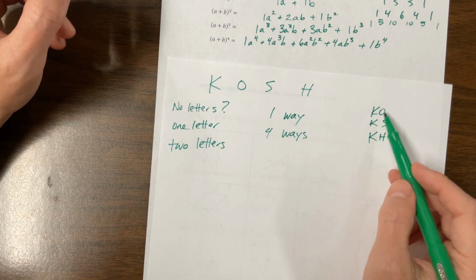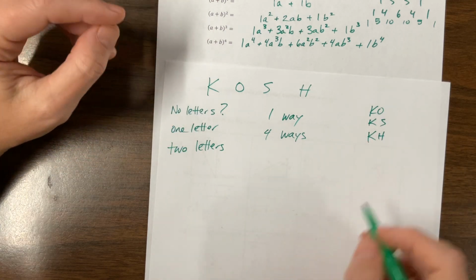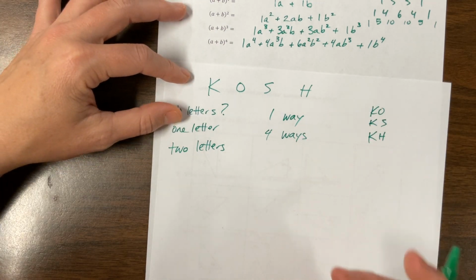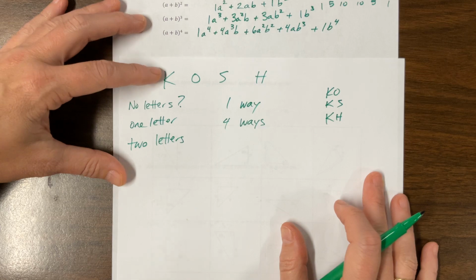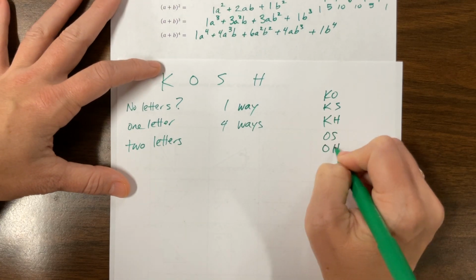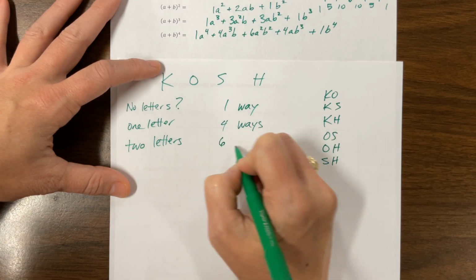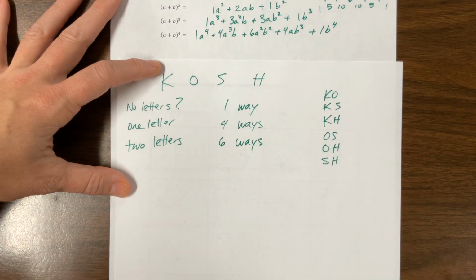So I would argue that KO and OK are the same, like I've chosen those two, even if I choose it the other order, it's still the same choice. And so what do I have? I have OS, I have OH, and I need SH. So there's 1, 2, 3, 4, 5, 6. So there are 6 ways I can choose 2 letters.